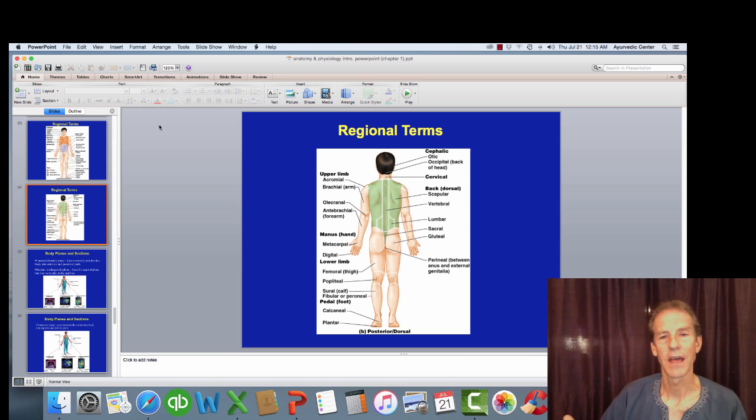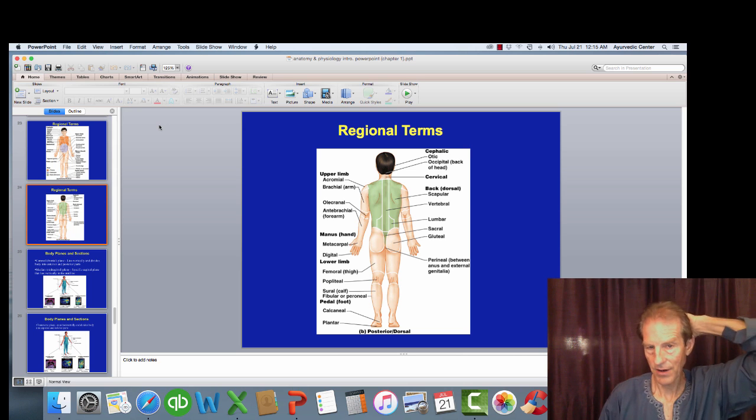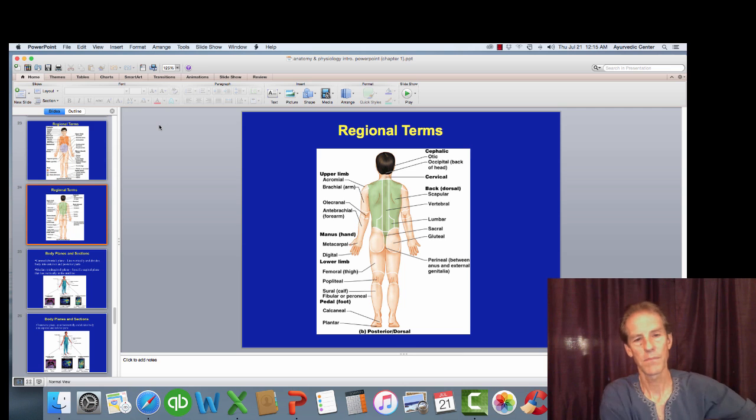On the back side, we have the cephalic area, otic, occipital, cervical. In the upper limb, acromial, brachial, olecranal, antebrachial, the forearm, the manus, the hand, metacarpals, the palm, digital, the fingers.